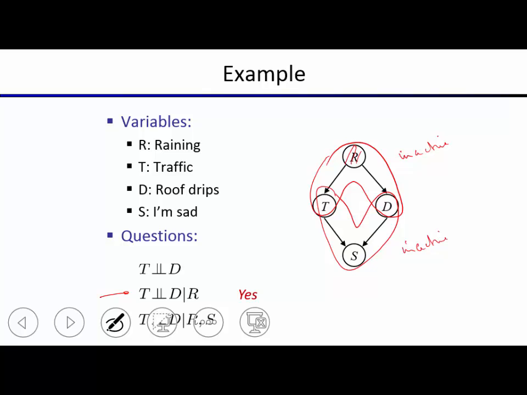How about if we also observe S? Now, all of a sudden, this bottom path here becomes active. We have an active path between the two variables, and so we cannot guarantee this conditional independence to be true just from the structure of this graph.